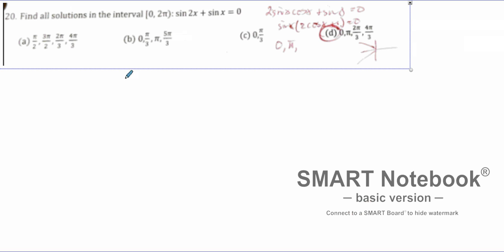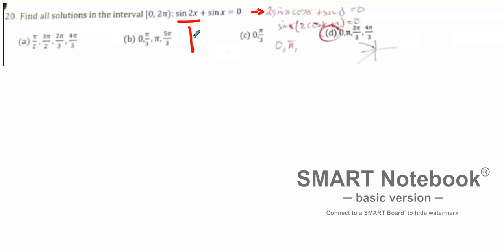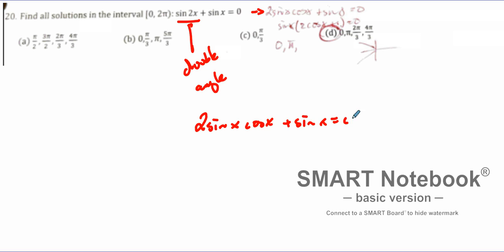All right, same thing going here. We can do this with and without our calculator. If we do it without our calculator, we first want to take this sine of 2x and use an identity. This is a double angle formula, which you'll have on your sheet, at least in my class. And so sine of 2x would be 2 sine of x cosine of x. We then take that plus sine of x, and we set that equal to 0.